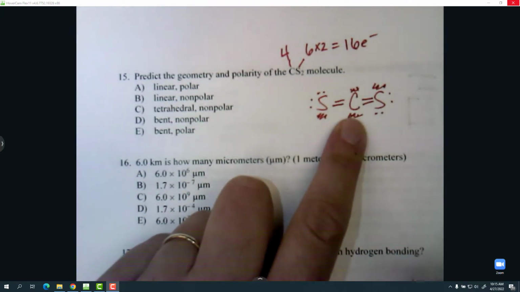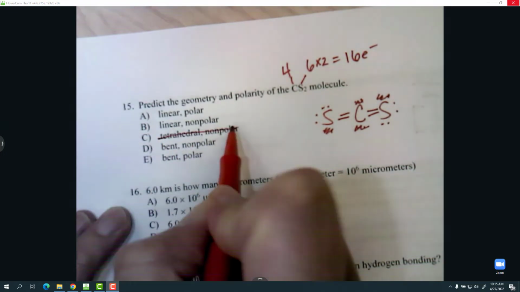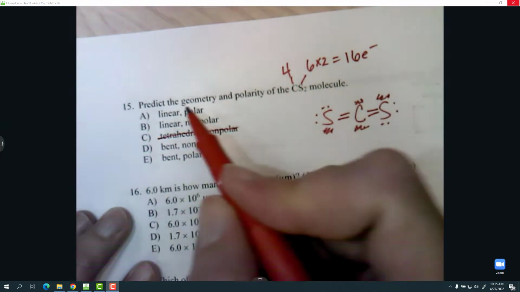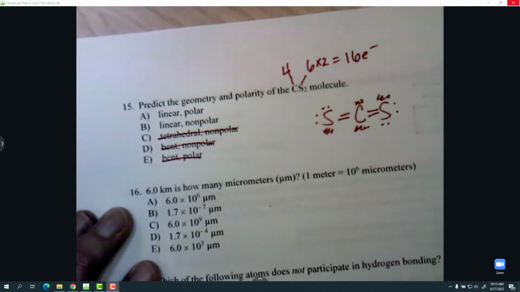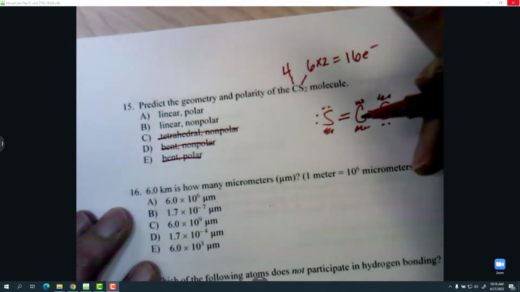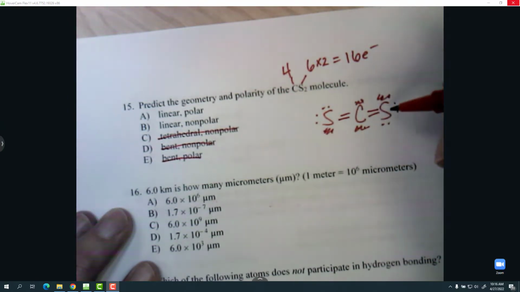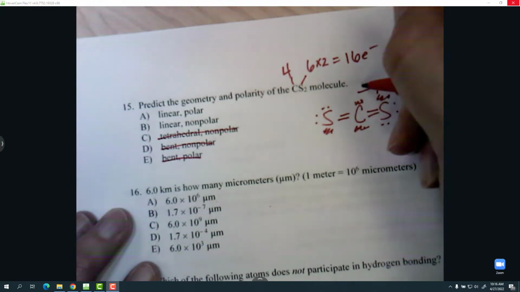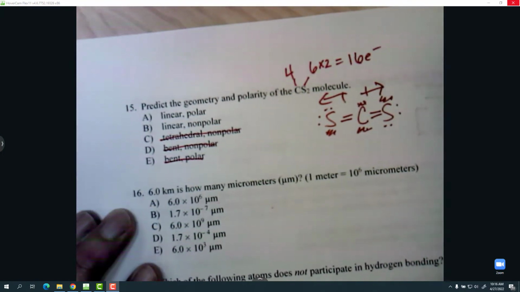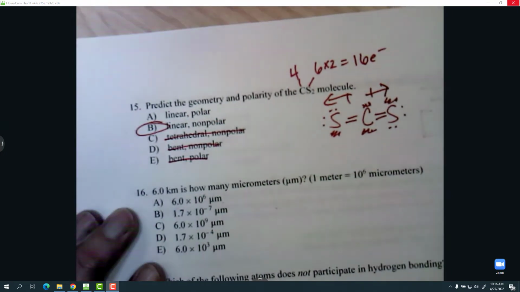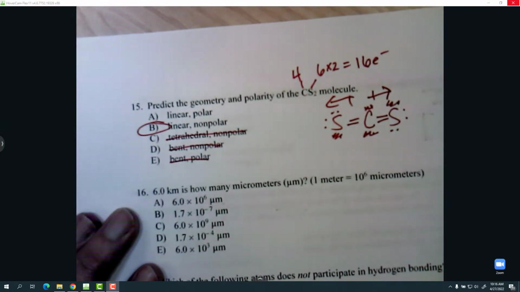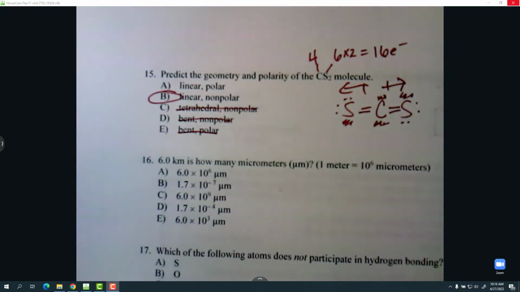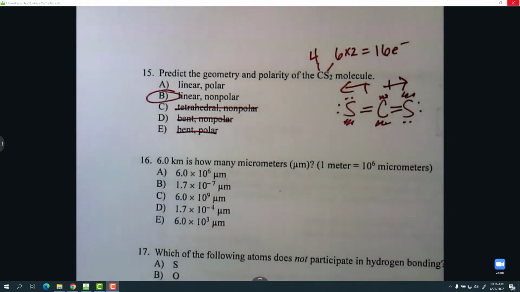So this has no lone pairs left on the central atom, which means it should be linear. Tetrahedral is never an option. There are only two things attached, but bent could have been an option if there were lone pairs. It's not. There are no lone pairs. And then assuming these are polar bonds, they will cancel out anyway, so it doesn't matter. So it would be a nonpolar molecule whether they're polar or not.